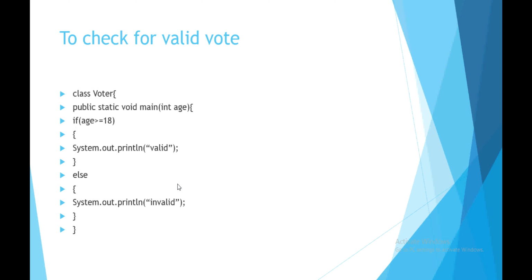For example, we go for voting. You might be aware that the voting age is 18 plus. So I have made a class Voter here. Voter is a class, you can identify it as it's written with a capital V. Then public static void main. Inside that I am taking the input from the user. So I wrote int age, and if age is greater than or equal to 18, it will print valid. Else, if it is not greater than or equal to 18, it will print invalid.